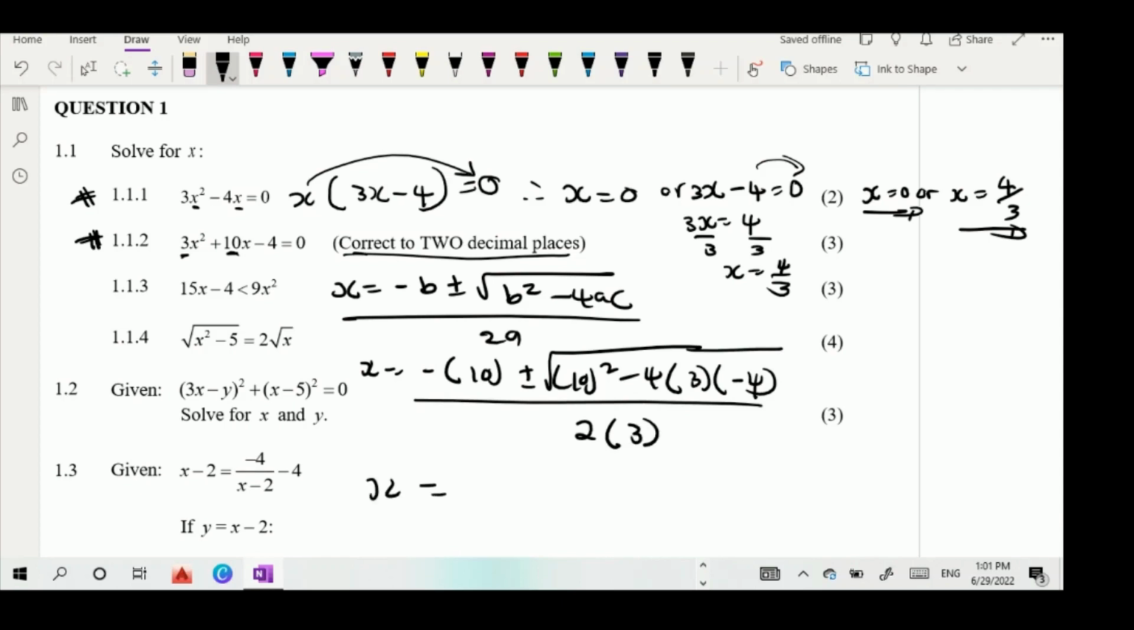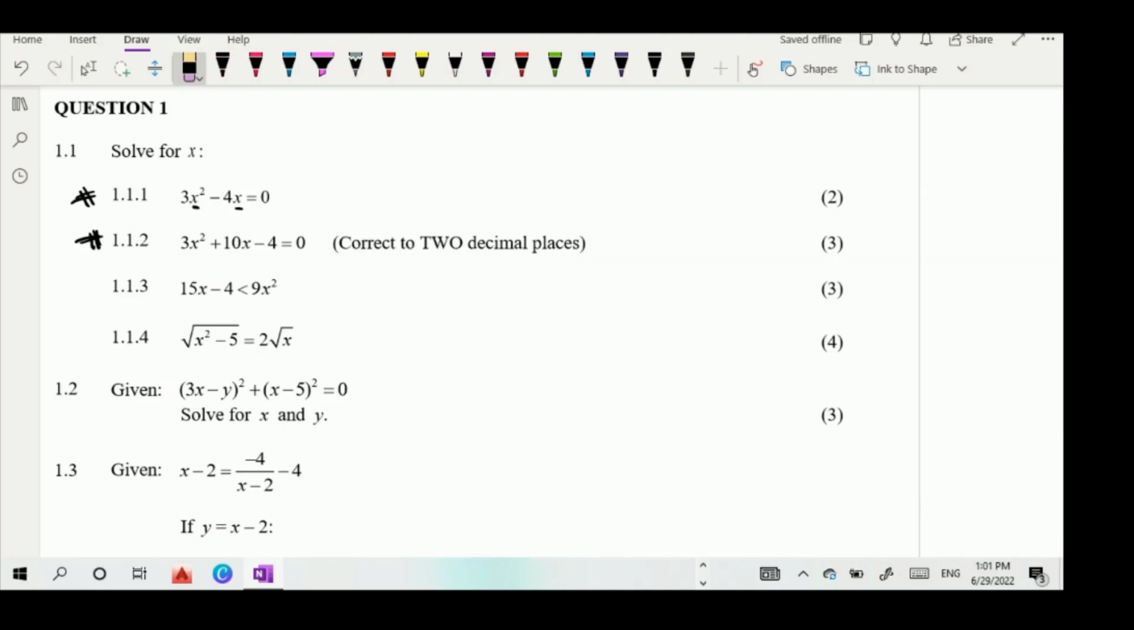Then the solutions that you're going to get once you simplify is minus 3.69, or x is equal to 0.36. So these are your 2 solutions that you're going to find once you substitute everything inside. So remember that we must write correct to 2 decimal places.